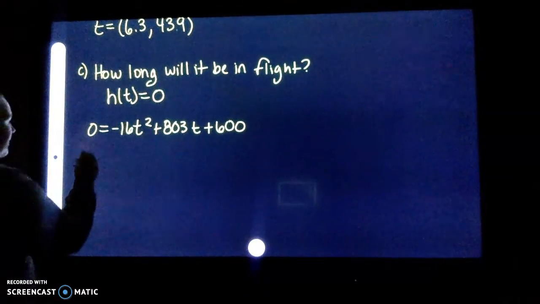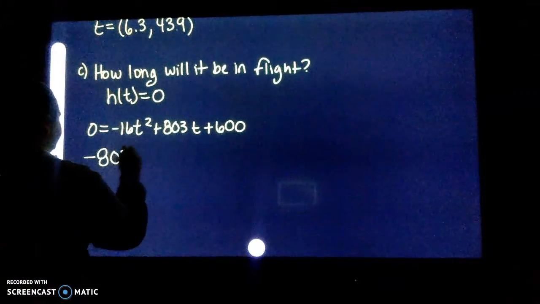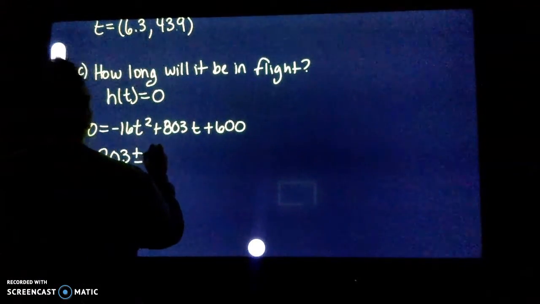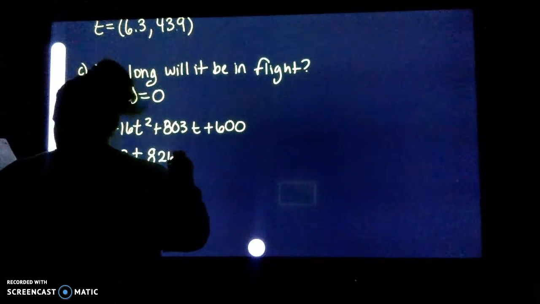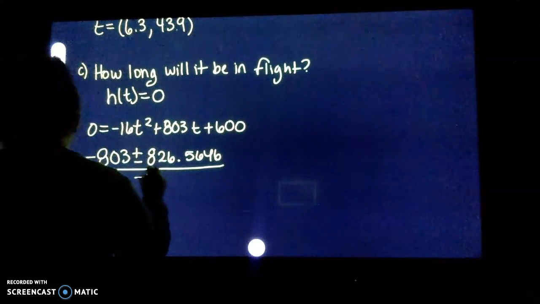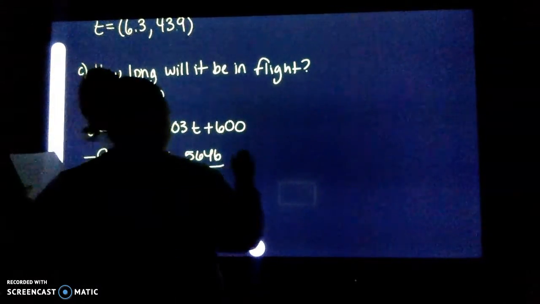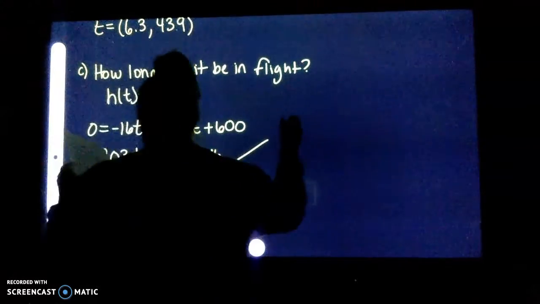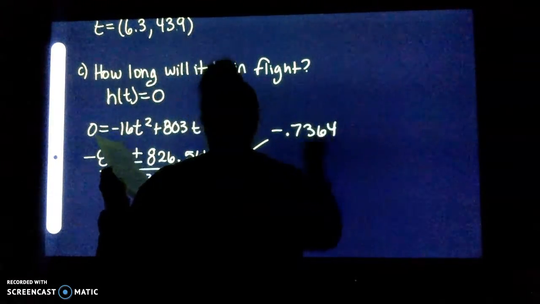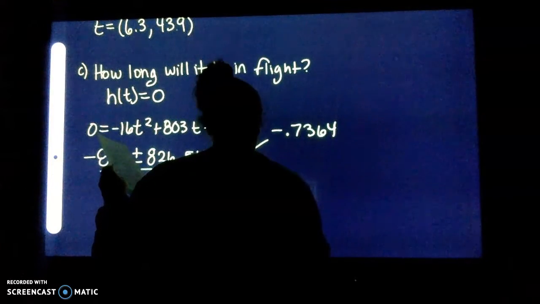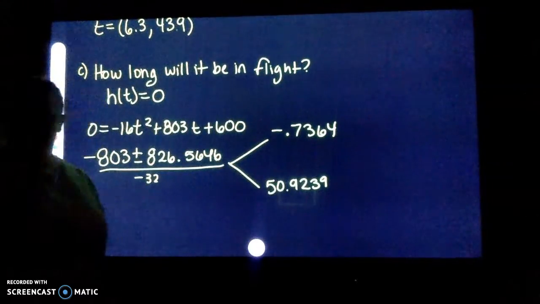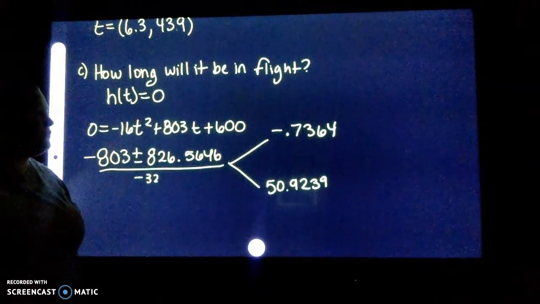I go ahead and I plug it all into my quadratic formula. When I do that, I get negative 803 plus or minus 826.5646, all over a negative 32. This splits into two answers, one addition and one subtraction. So my two answers are negative 0.7364 and positive 50.9239.